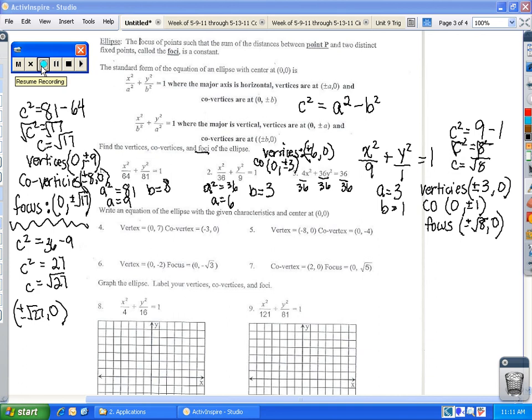Okay, number 4. Because we know the vertex is 0, comma 7, the vertex indicates the a value, so I know that a equals 7. My covertex indicates the b value, so b is equal to 3. And that's all I actually need to write an equation.